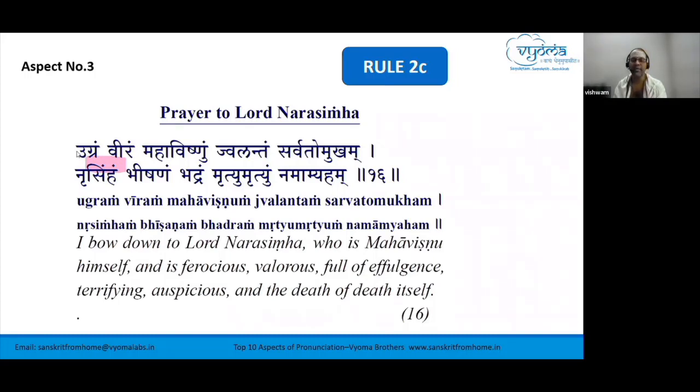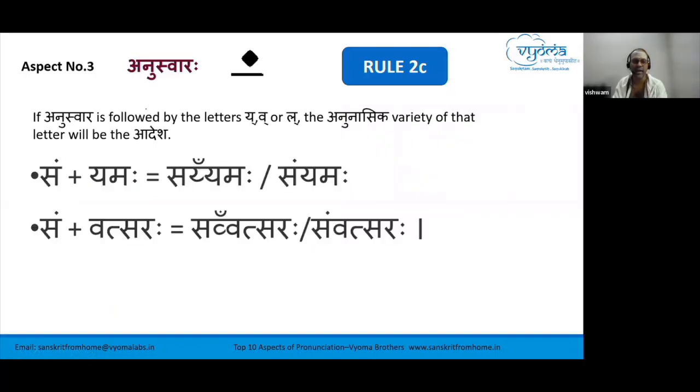So Ugram viram mahavishnum or Ugram viram mahavishnum. In some chanting, they will say Ugram viram mahavishnum. They don't close the lips actually. So which one is correct is the question here. Okay, I will just continue and go ahead with the answer.